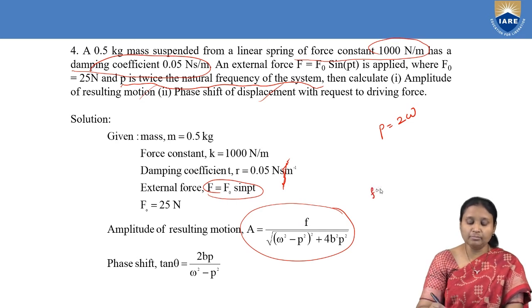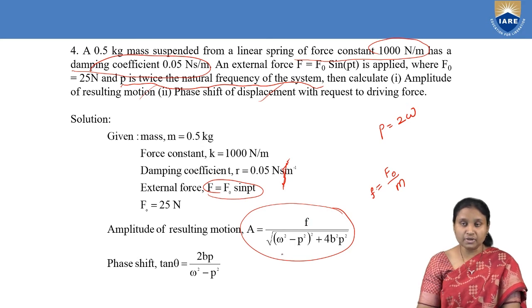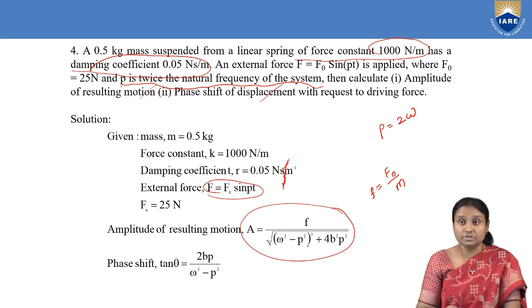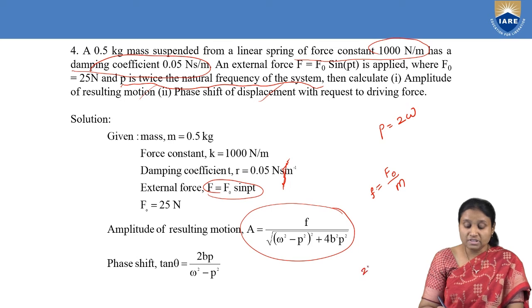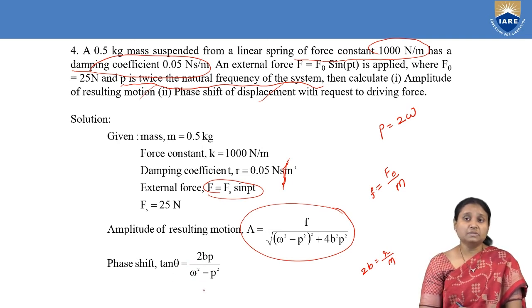f is nothing but the magnitude of applied force divided by mass, which is F naught by m. So F naught by m will give us the small f value, divided by the square root of (omega square minus p square) whole square plus 4b square p square. Omega square is the natural frequency of oscillation of the body, p is the frequency of the external applied force, and b is the damping coefficient, given by 2b equal to r by m. And of course, the phase shift tan theta is 2bp by omega square minus p square.